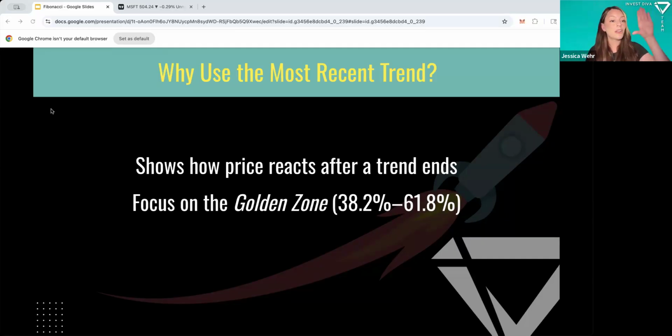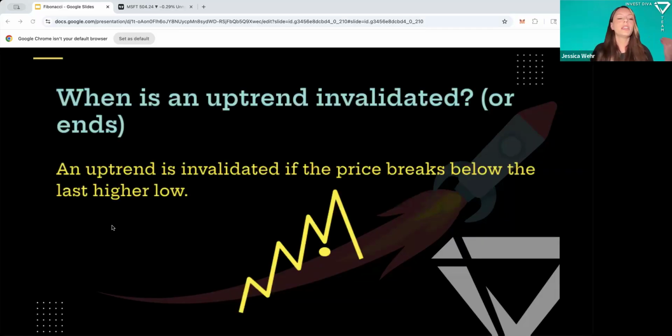So that's why we're picking a recent trend, because older trends already did their thing, right? Like if it's an old uptrend and then it turned to a downtrend, we don't care. I mean, historically, we want to look at how a stock is behaving in general. But when we're talking about current price action and where the price could go, we want to place our Fibonacci on a recent trend.